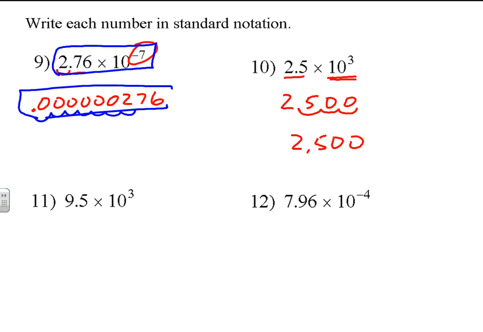Likewise, number 11. 9.5 is going to get 3 decimal places bigger. By the time I move it behind the 5, I still have 2 more moves to make, 2 more zeros, 9,500. Number 12. 7.96 is going to get 4 decimal spaces smaller. So by the time I move the decimal in front of the 7, I still have 3 more moves to make. 1, 2, 3. Isn't that simple to remember? Don't you dare try to memorize that.